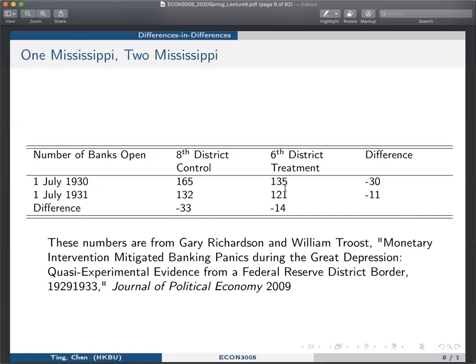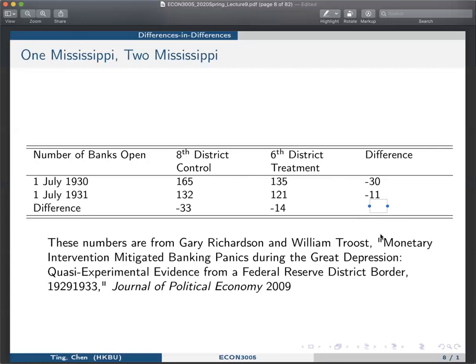You can see you take the first difference, pre-treatment between the two groups, the treatment and control group, and then you take the difference between the treatment and control group post-treatment, and then you take the difference between these two differences. Okay, that is why we call it difference in difference.